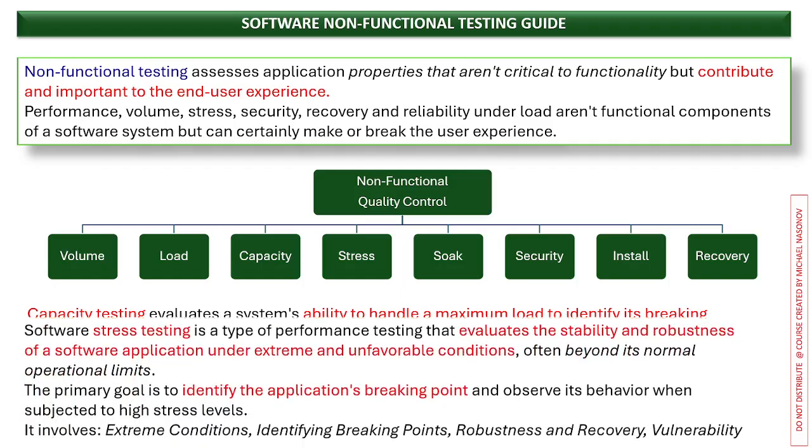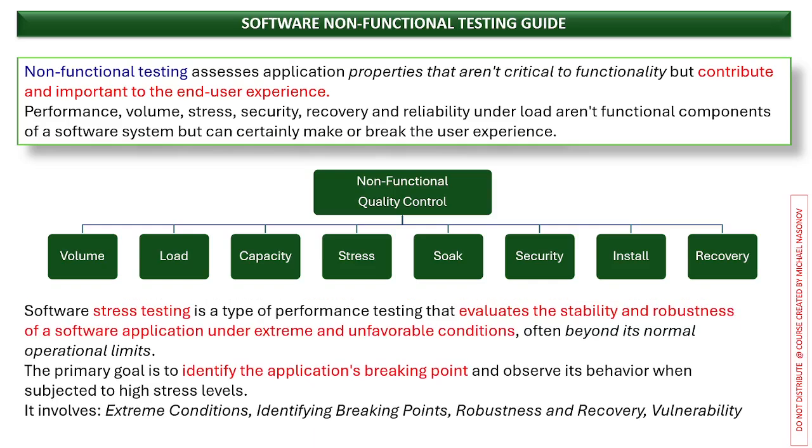Next is stress. Software stress testing is a type of performance testing that evaluates the stability and robustness of a software application under extreme, unfavorable conditions, often beyond its normal operational limits. The primary goal is to identify the application's breaking point and observe its behavior when it's subjected to high stress levels. It involves extreme conditions, identifying actual breaking points, robustness and recovery, and vulnerability.